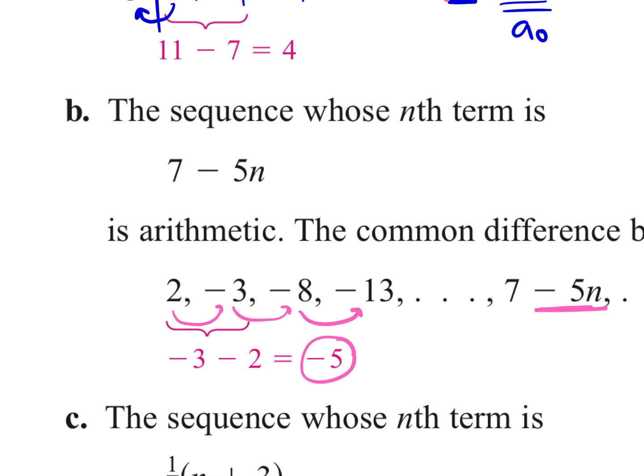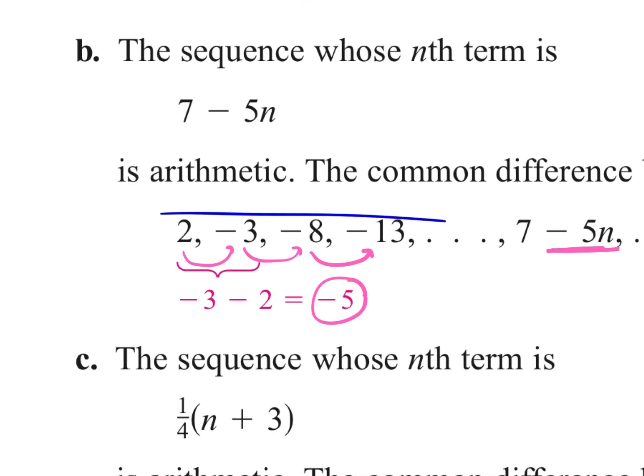Let's do the same thing for B. So if my first term is 2, and I'm subtracting 5 to get from one term to the next, how would we find our 0 term? If we go backwards, what would we have to do? Add 5. Awesome. We do the opposite. So we would add 5. So our 0 term would be 7. So notice here that our a sub 0 is 7.